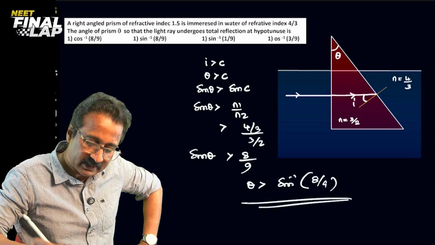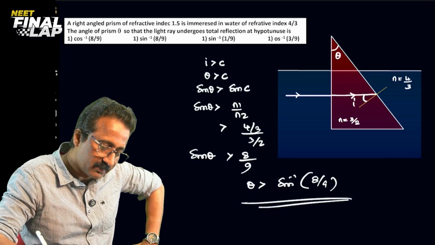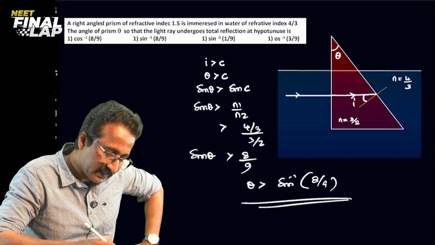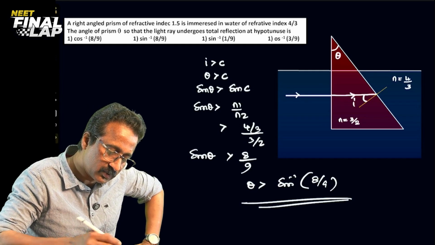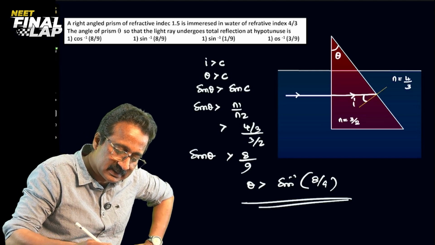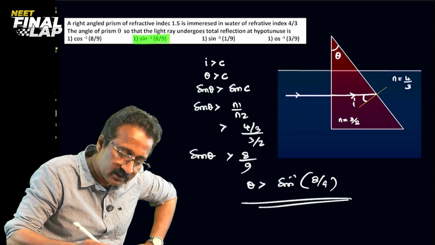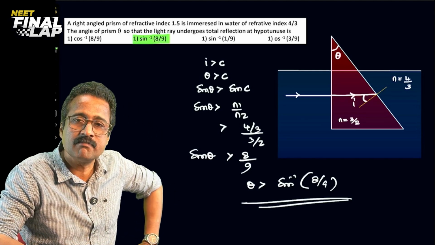That is our answer. So the angle theta must be larger than sine inverse of 8/9, or at least it must be equal to. Actually, it must be greater. They ask you what is the condition that the light ray reflects. So the angle is sine inverse of 8/9.